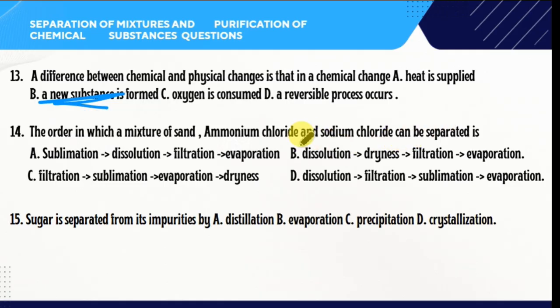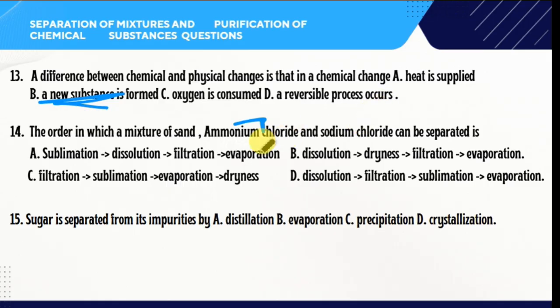We need to first study the mixture that we have. We have the sand, which is an insoluble solid, ammonium chloride that can sublime, and we have sodium chloride that is soluble in water. So what can we do? What we can do is to first let the one that can sublime to leave, then we dissolve in water, then filter out the sand, then use evaporation to get back our sodium chloride.